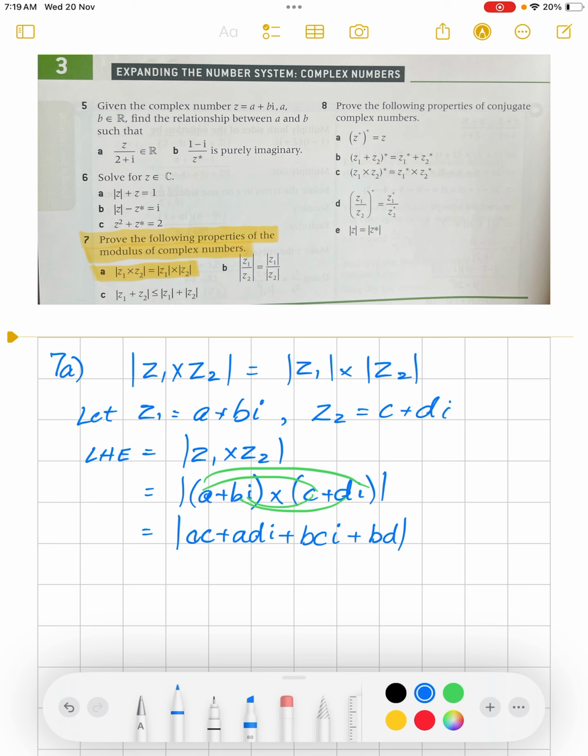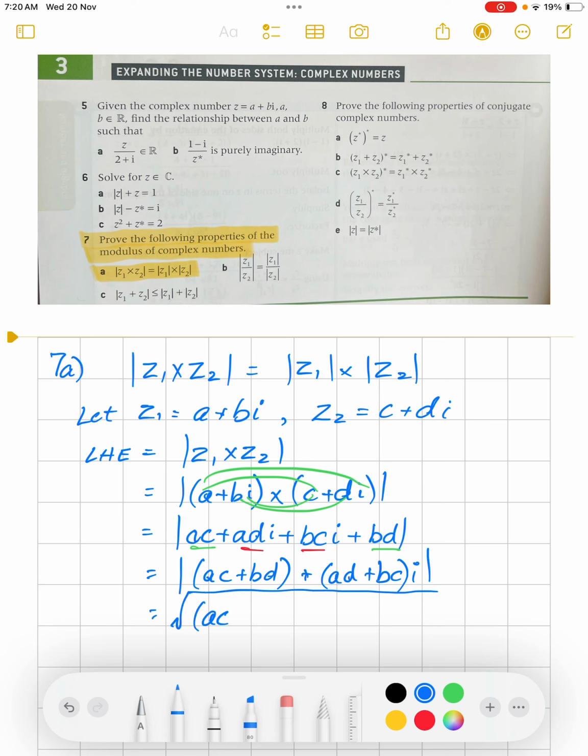Okay, now to do the modulus of that, we have to get the real components together. So we've got AC and BD. And get the imaginary components together. So that is AD plus BC. That's the imaginary. Now the modulus, so we get the square root, and we square AC plus BD, the real component, and square the imaginary component, AD plus BC.